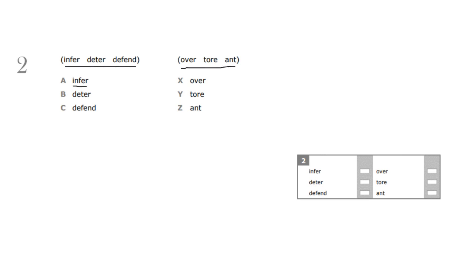So infer and over, infer over. This is not a word, so moving on, infer and tor, infer tor. This is not a word either, so infer and ant, inferant. This is not a word, so now we should move on to the second word of the first group of words.